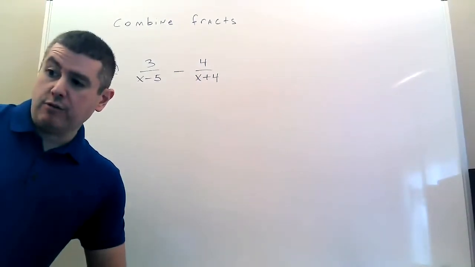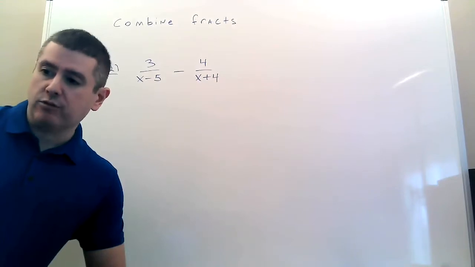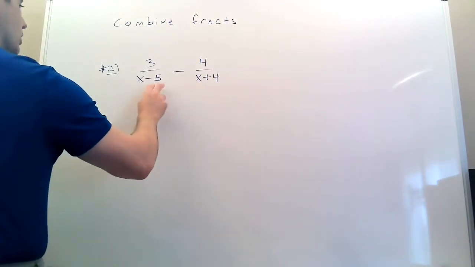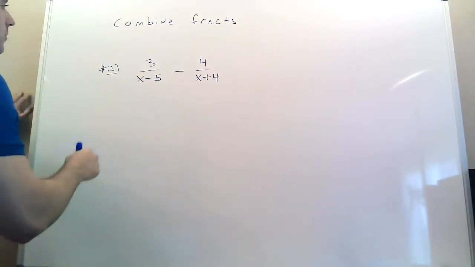Okay, the combined rational expression worksheet, or combining fractions. Combining means adding and subtracting them. In order to do that, the bottoms need to be the same. And these are more complicated because they have letters in them. So I skipped number one because it's kind of a dopey question.